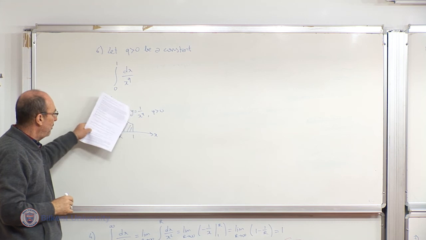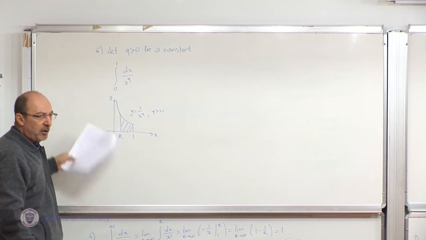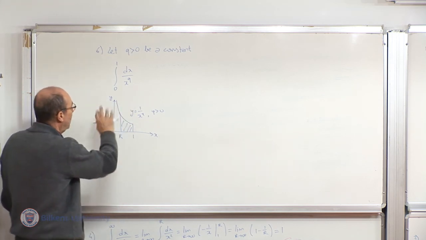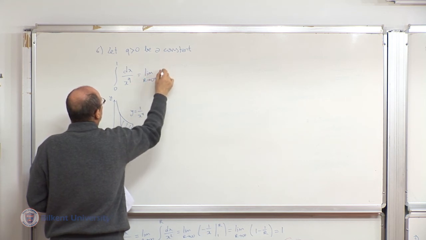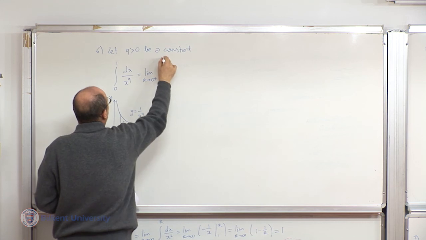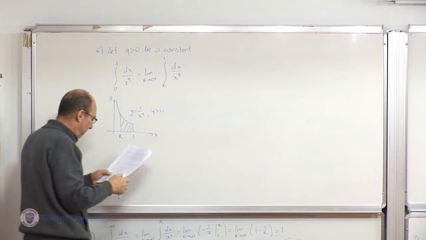If q is negative, then you are looking at y equals x to some positive power. It doesn't go to infinity. It's a proper integral, so we are not interested in that. So this is the limit as r goes to 0 from the right of the integral from r to 1, dx over x to the power q.